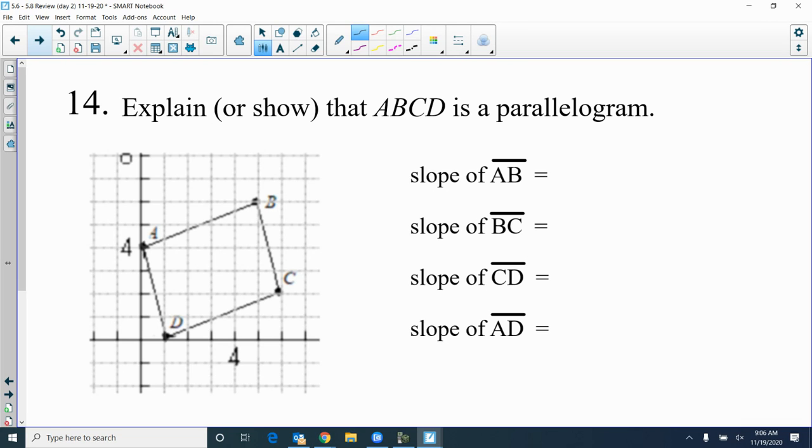Now, for 14, the directions say explain or show that this is a parallelogram. Here's what you need to do for this one. You need to find the slope of each segment, okay?